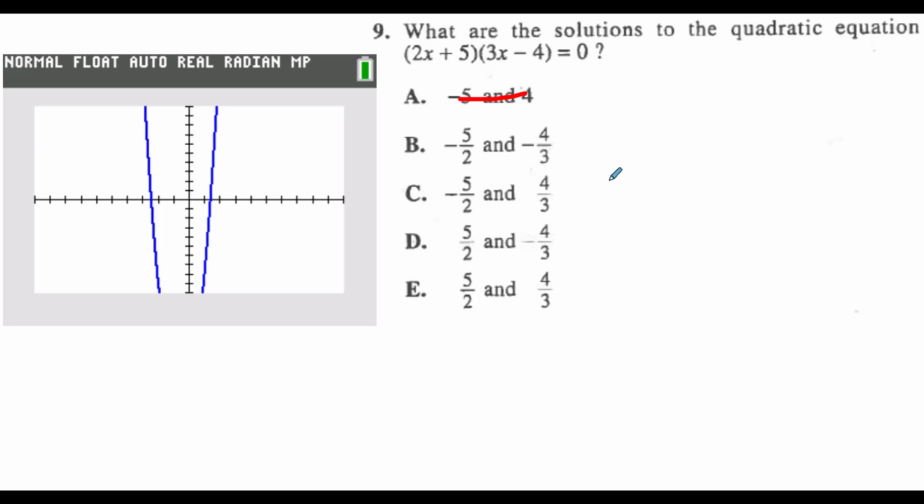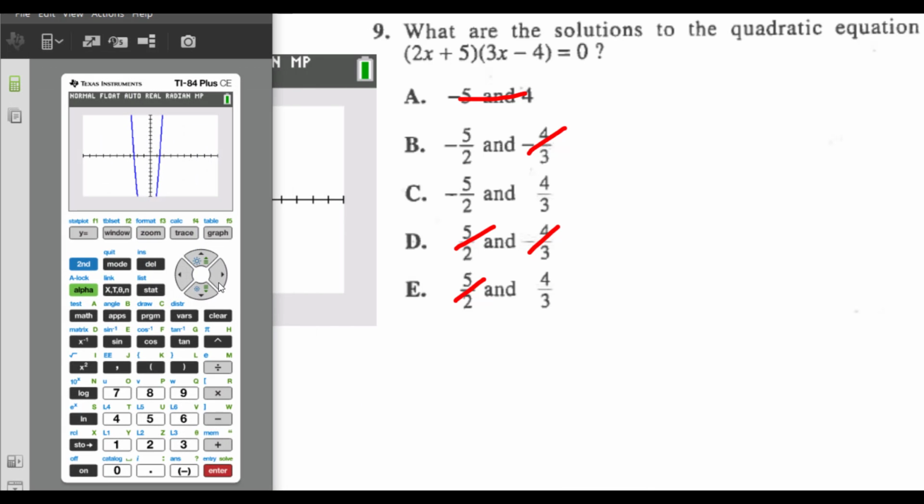eliminate this one. We can eliminate this one. We can eliminate this one. And we can eliminate this one and this one. That's it, just by looking at it. However, I think it might be a good idea if we looked at the zeros and traced to some numbers.